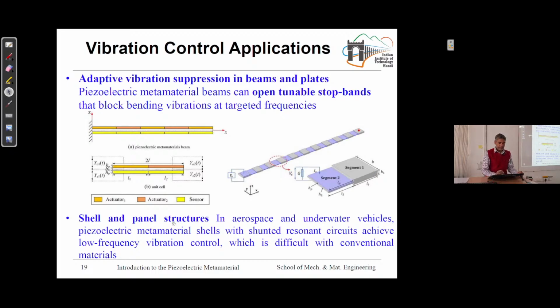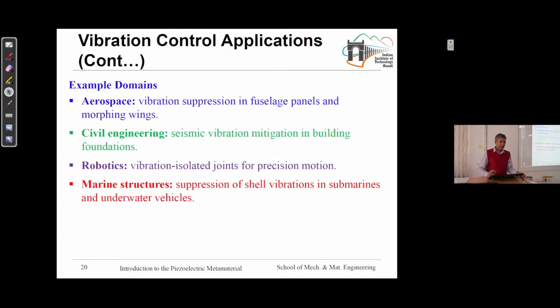Shell and panel structures. In aerospace and underwater vehicles, like submarines, piezoelectric metamaterial cells with shunted resonant circuits achieve low frequency vibration control, which is difficult with conventional materials. Examples: in aerospace, vibration suppression in fuselage panels and morphing wings. In civil engineering, seismic vibration mitigation in building foundations. In robotics, vibration isolated joints for precision motion. And in marine structures, suppression of shell vibrations in submarines.